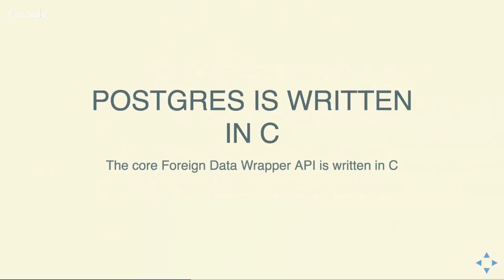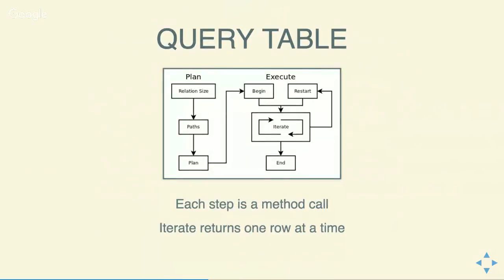So Postgres is written in C. C is pretty fast, but it's quite a disciplined language. You have to manage your own memory. A lot of safety is removed compared to other languages. The Foreign Data Wrapper API is also written in C. And so if you're really going to implement a very fast foreign data wrapper, you have to write it in C.